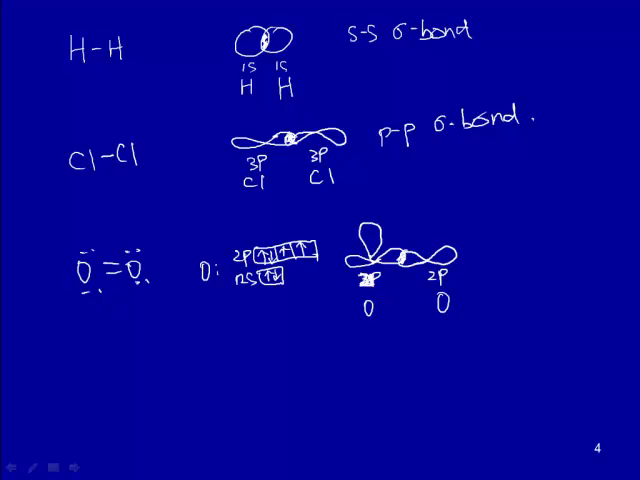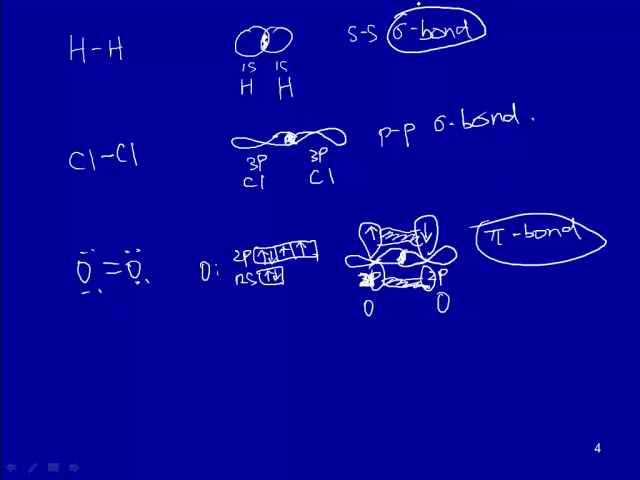But when that's formed, there's another lobe of the p orbitals, and each has a single electron on it, so this is overlapping, and now we have a pi bond. So we have sigma bonds and pi bonds, and each has its own characteristics.